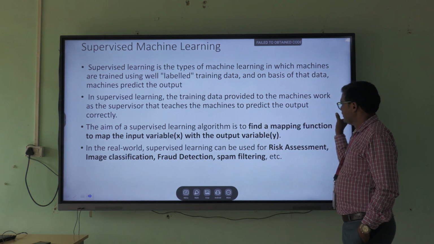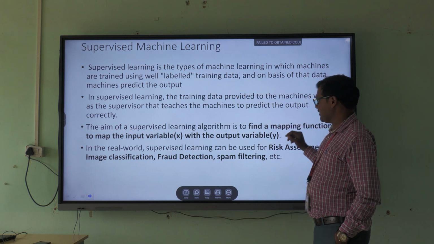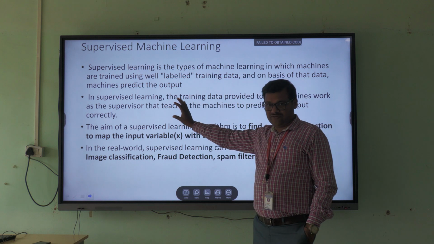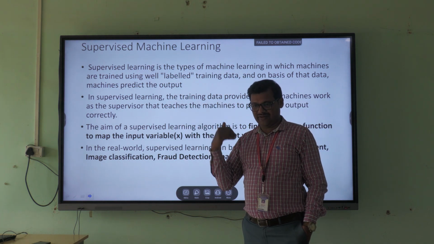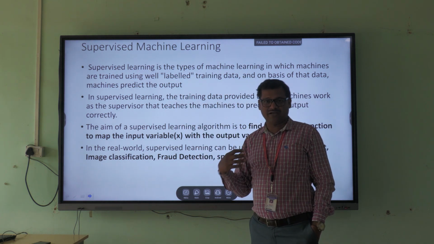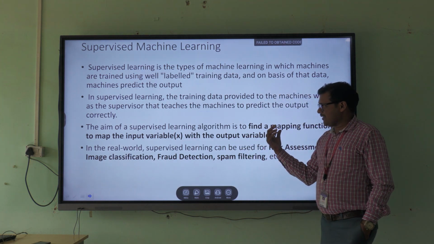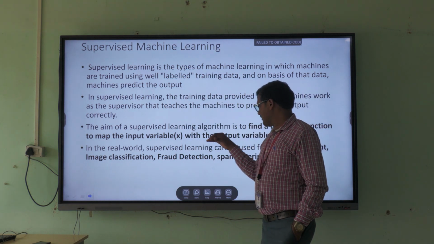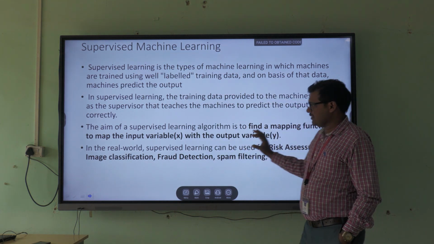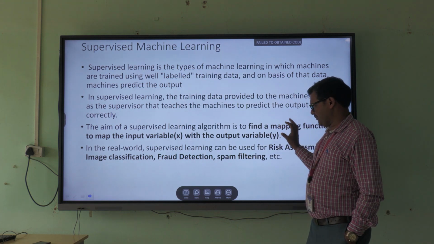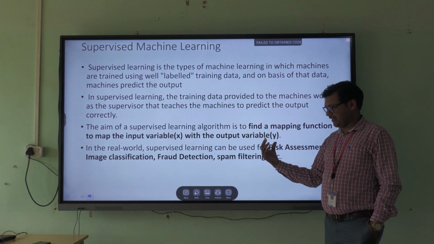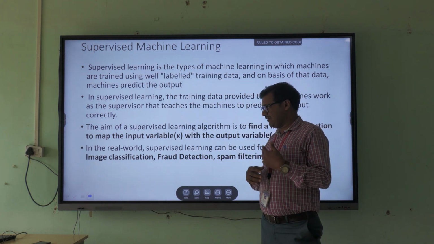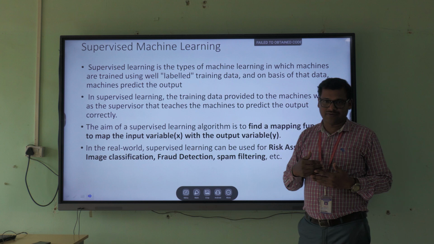Here, in supervisor training, the data is labeled, and all knowledge about the environment is available to the machine. Based on that knowledge, it is able to predict future things. In a similar way, supervised learning is about finding a mapping function to map the input variable to the output variable. So what is the input variable and what is the output variable, and how will it be used? For example, we will give some input values.